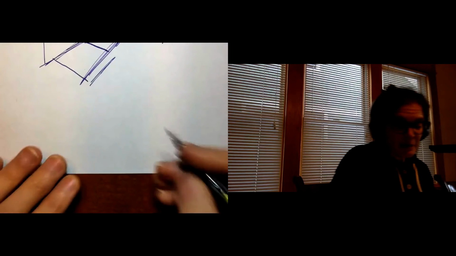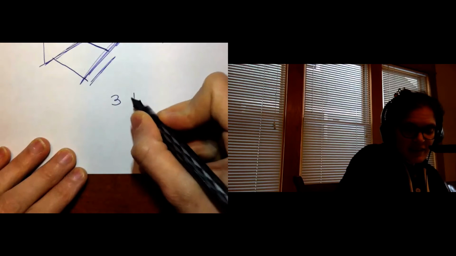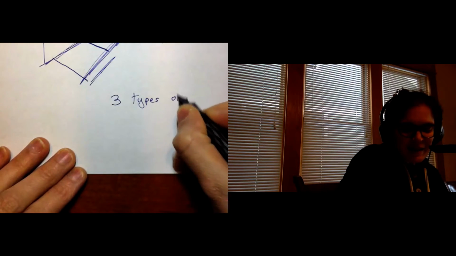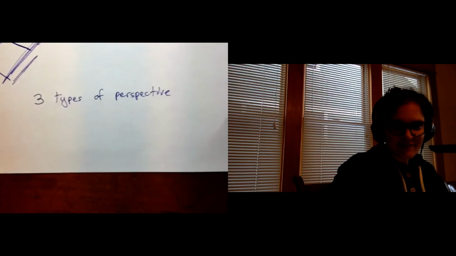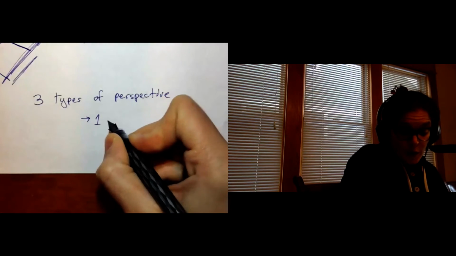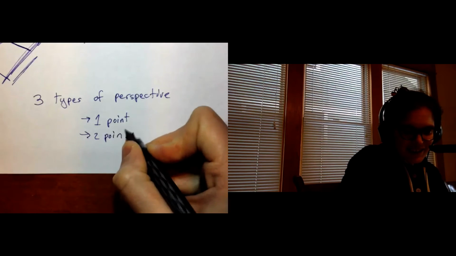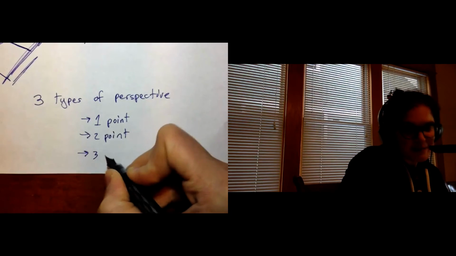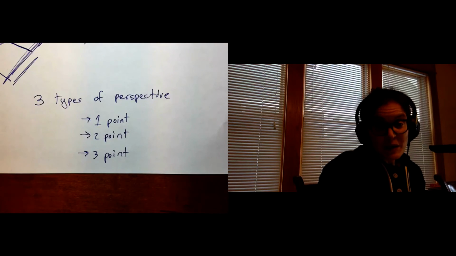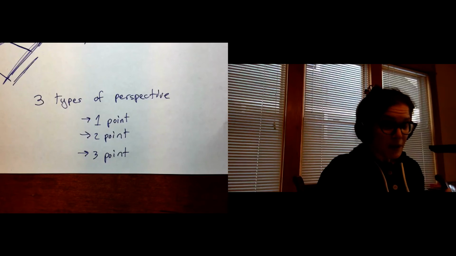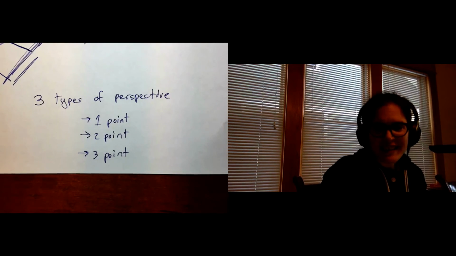We're going to do 3 types of perspective in today's lessons. We'll do 1-point perspective, we'll do 2-point perspective, and we'll do 3-point perspective. 1- and 2-point perspective, I'll have you do in depth. 3-point is really useful if you're drawing something like skyscrapers, and I'll show you how to do that one.